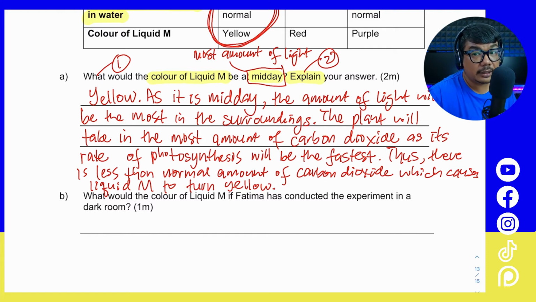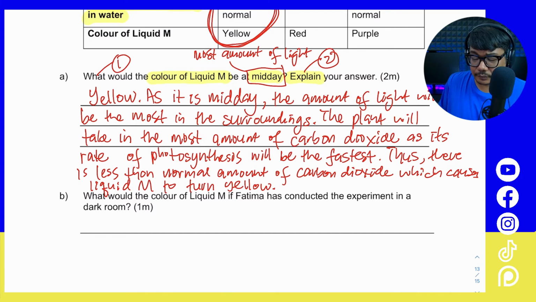Okay, so this question here is asking you about which color it is going to be. So you have chosen yellow. Why? Because midday, where the sun is, or the amount of light is the most. What does this mean? This means that the rate of photosynthesis will be the highest, so it will absorb the most carbon dioxide. That's why liquid M turns yellow. Okay? Alright, good. So you've got a complete answer there.